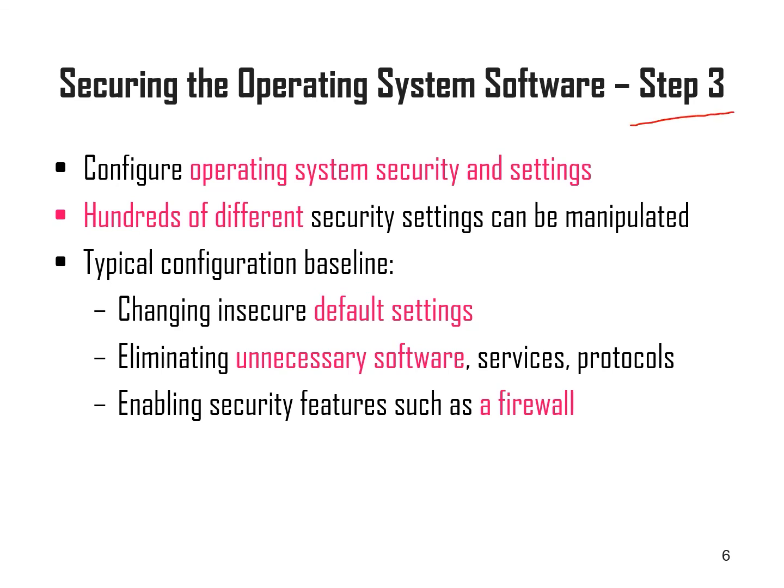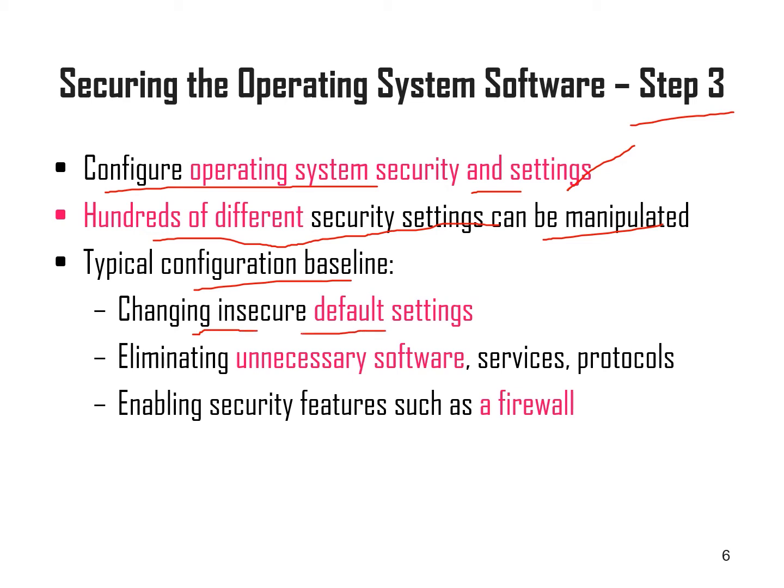And the third step is configuring the operating system security and settings. As I said earlier, there are a number of configuration settings that will protect and secure the operating system in such a way that intruders are minimized from getting into the particular system. Hundreds of different security settings can be manipulated. So typical configuration baselines can be configured. So what are the configuration baselines?